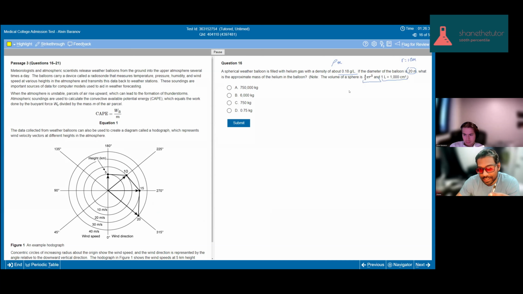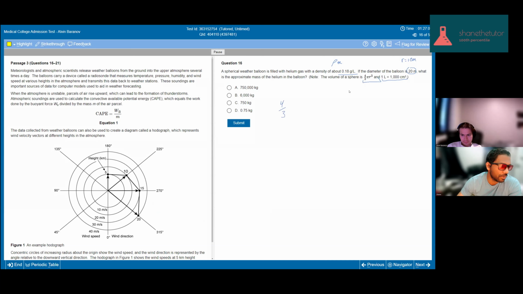So, density is mass over volume. And we have the volume of the sphere equation and we have radius. So we can plug the radius into the volume of the sphere equation. Then we can get the volume of the balloon. And we can multiply the volume of the balloon by the density, and then we'd get the mass of the balloon, right? Okay, so let's do this.